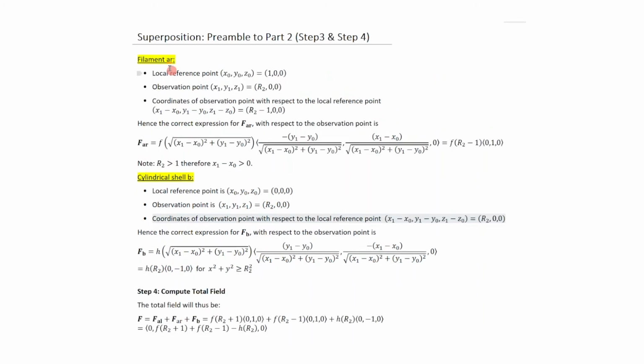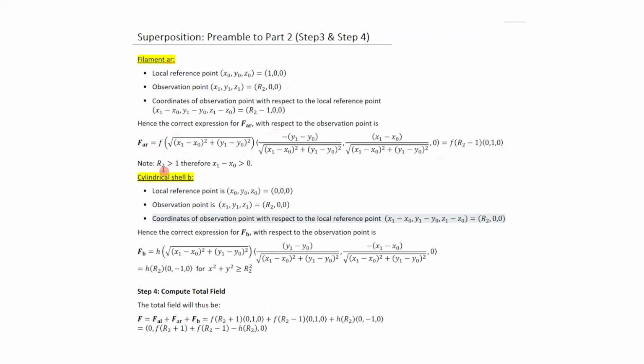We do the same thing for filament AR. There's the local reference point. Here's the observation point, and this is the difference between the two. Similarly, the only difference now between FAL and FAR is that the x1 minus x0 and y minus y0 values are different. If you make the substitutions, there's the x1 minus x0 component, and the y minus y0 and z1 minus z0 components are both 0. And we end up with this expression here.